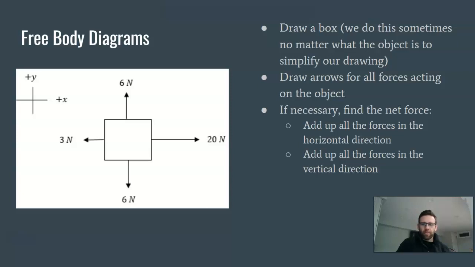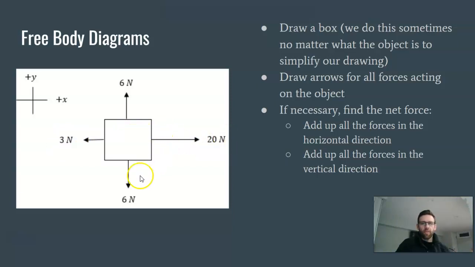So if you pause the video, you might have done something where you have 20 in the positive direction, but you have 3 in the negative direction. So you should do 20 minus 3 to get a net force of 17 to the right.